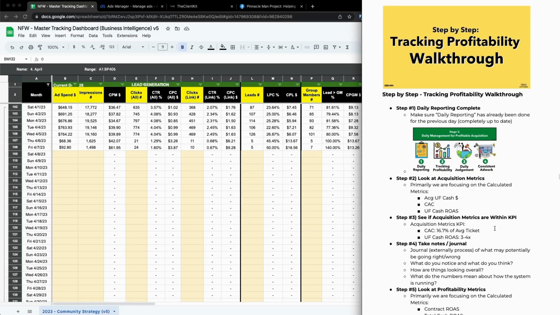All right, ladies and gentlemen, welcome to the step-by-step tracking profitability walkthrough. Primarily, we are going to be working inside of our master tracking dashboard. Step number one of this process is to make sure that we have the daily reporting completed, which we went over in a previous mini training in a previous training section. That's going to be very important.